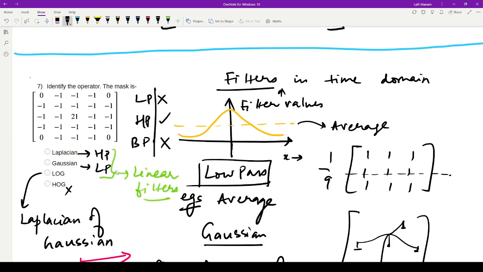LOG is linear, Gaussian is linear, low pass. LOG is band pass, by the way. And Laplacian is high pass. So given this, what is your answer for the question? You already saw this is high pass, right? And this is the only high pass option.